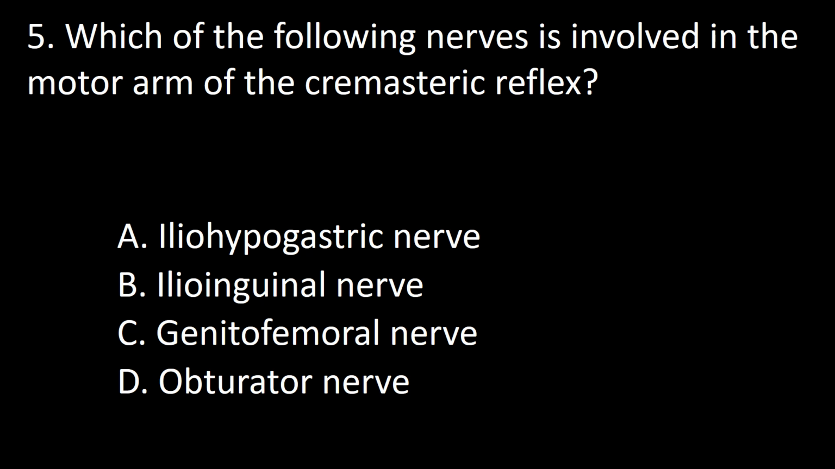Next question. Which of the following nerves is involved in the motor arm of the cremasteric reflex? A. Iliohypogastric nerve. B. Ilioinguinal nerve. C. Genitofemoral nerve. D. Obturator nerve.